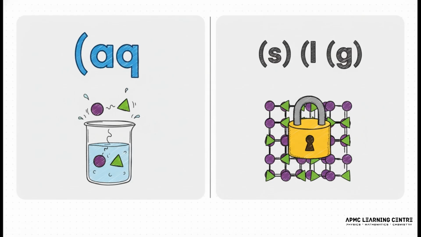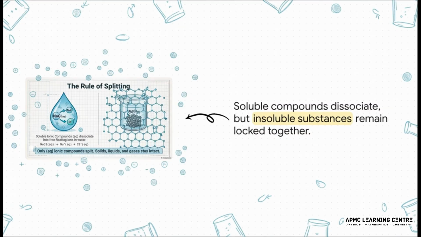I like to call it the rule of splitting. It's this easy. If a compound has AQ next to it, you split it up into its ions. But if it's a solid, a liquid, or a gas, you leave it alone. It stays completely intact. That's the whole rule. Here's that rule in action. On the left, the aqueous stuff, the sodium chloride, breaks apart into free-floating sodium and chloride ions. But see the solid silver chloride on the right? Nope, it stays locked together in its structure. It does not split. Remember, only aqueous ionic compounds split apart.